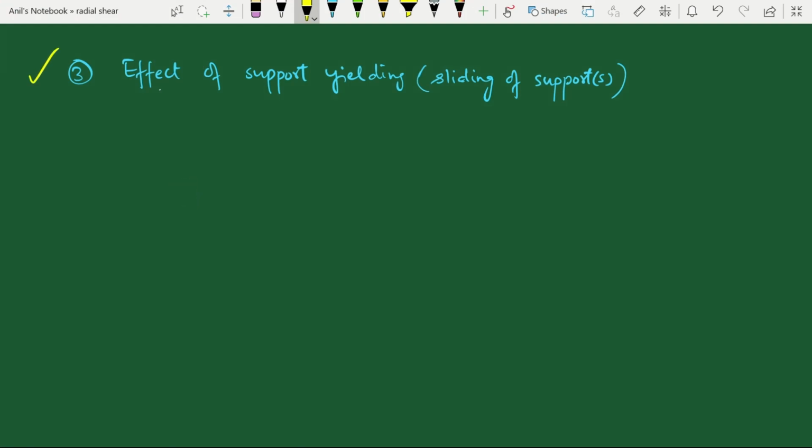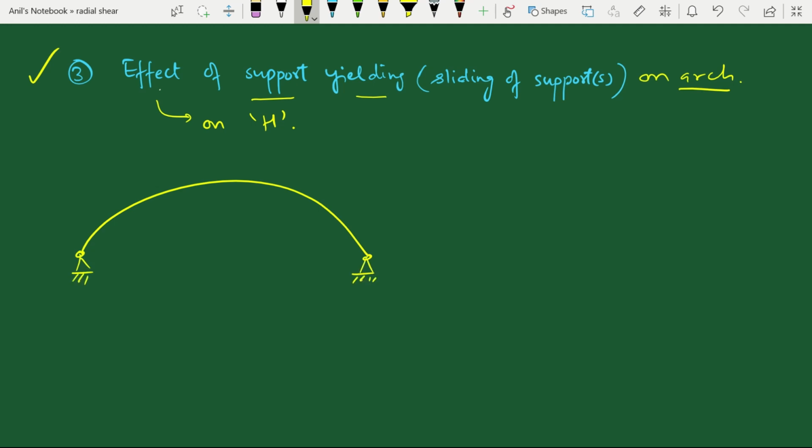Now let's take case 3, effect of support yielding on arch. Basically we will study the effect on H, that is horizontal thrust. What happens when, due to some foundation failure of abutment, or due to cracks in abutment, or due to some man-made events like blasts, one or both the supports may get damaged and they may slide.